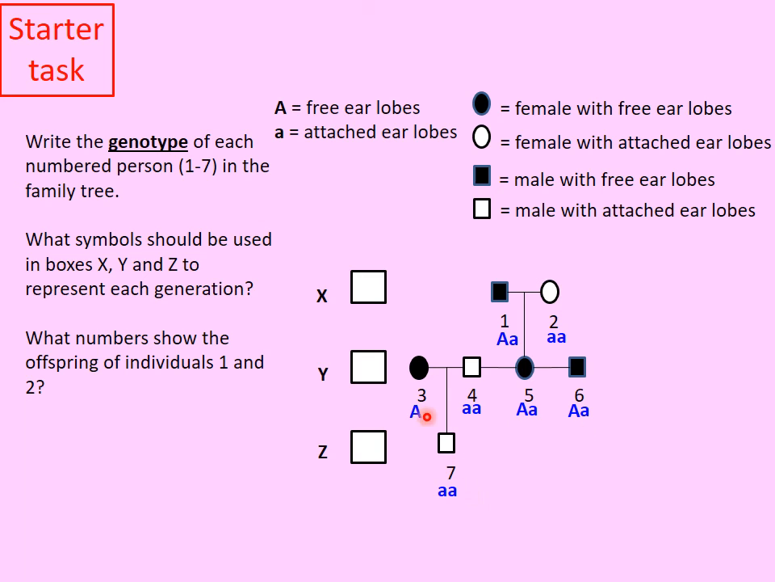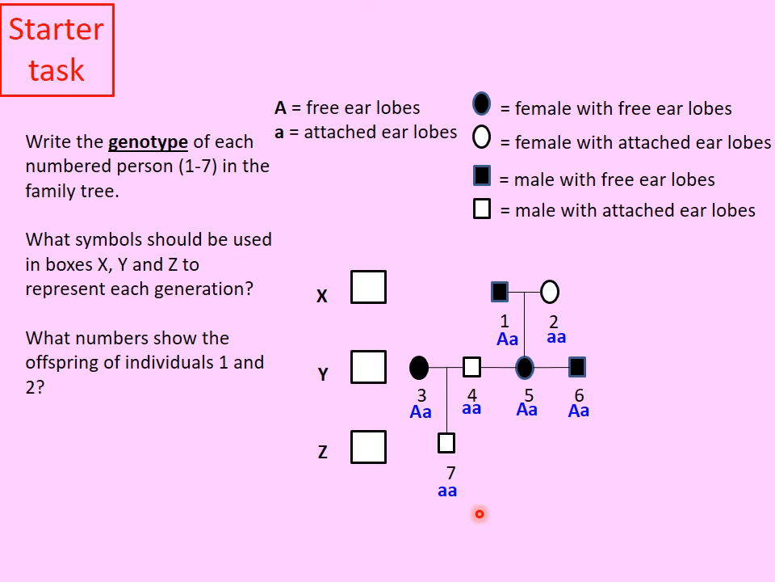And then to work out individual 3, you just need to look at the child that they've had with individual 4. If we look at 7 here, there are two little a's. They're going to get one of those little a's from their father, and the only place you can get the other one is from their mother. So this number 3, the mum in this situation, is going to be big A, little a.